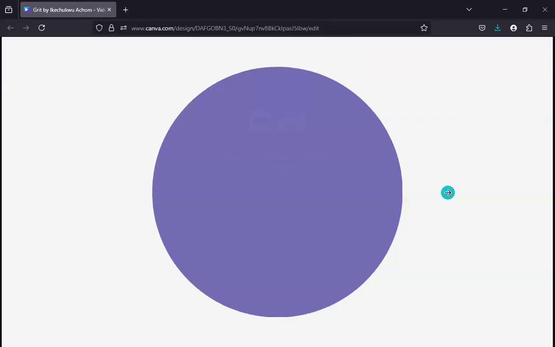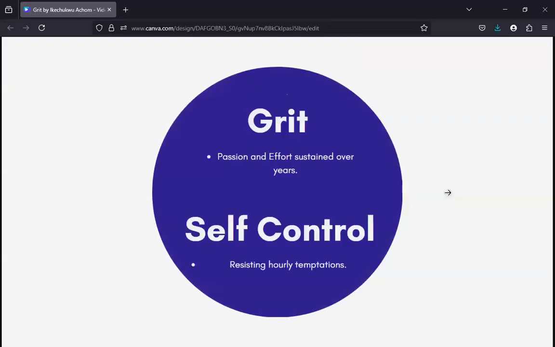Grit is just passion and effort that is sustained over years, right? Self-control is resisting temptations. That's just it. Grit is your passion and your effort, and you're sustaining it over years. But self-control is just you resisting temptations. I wrote there hourly, but of course it will come daily, per minute, per second. In fact, don't worry, I'll give you some examples. So that's basically a difference.